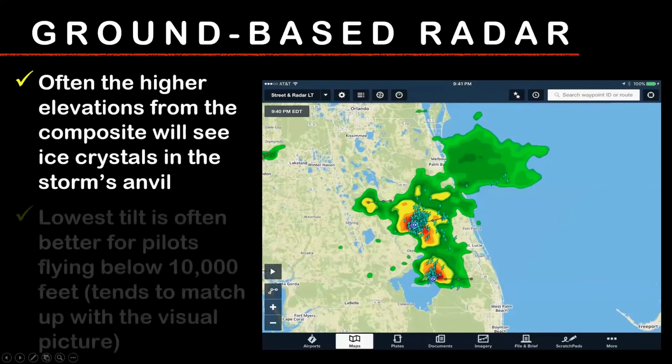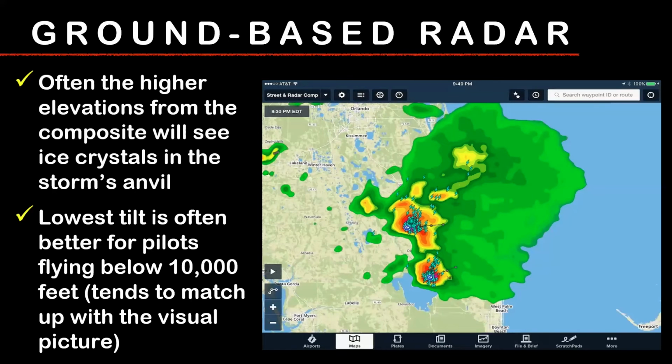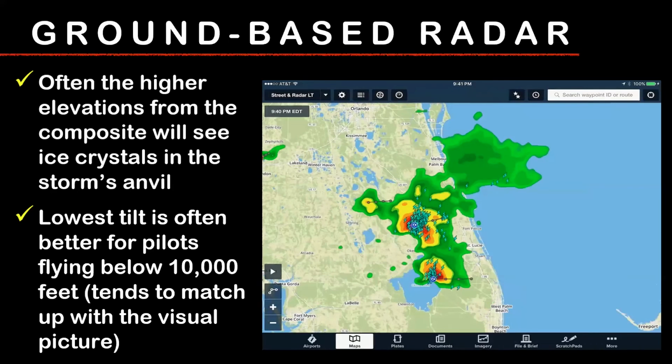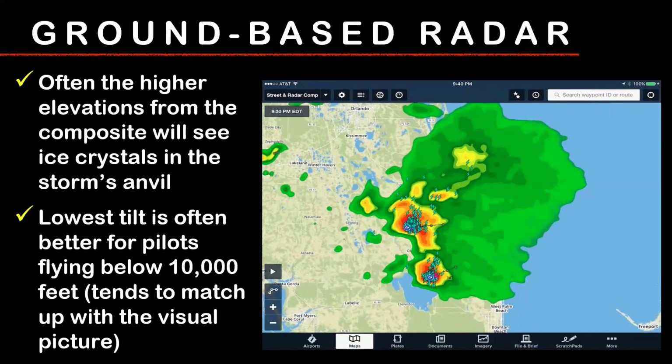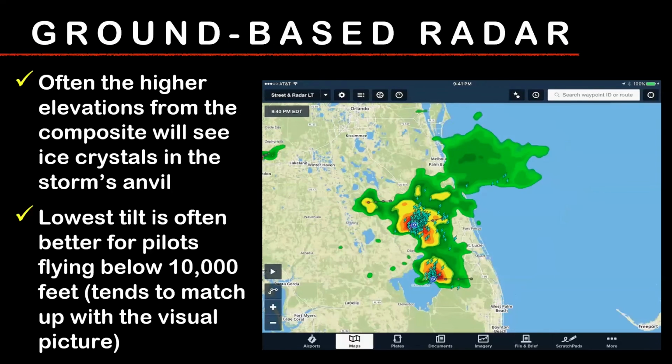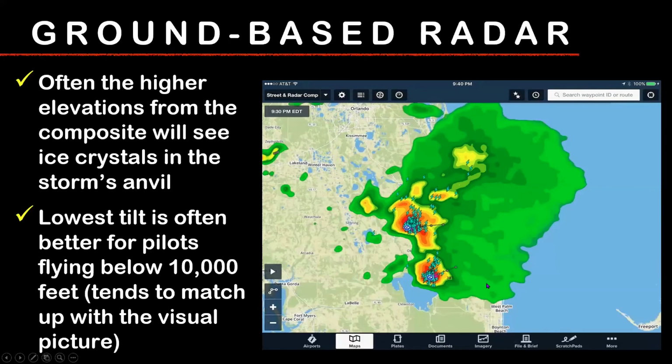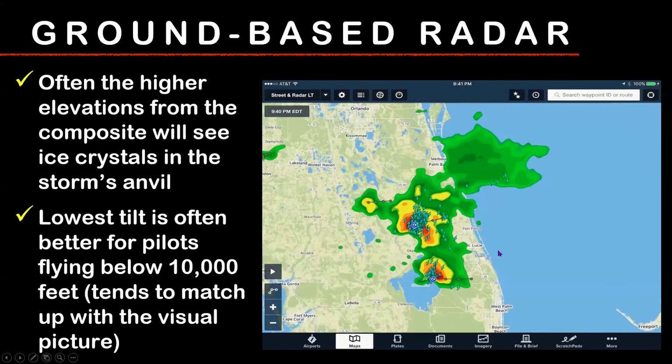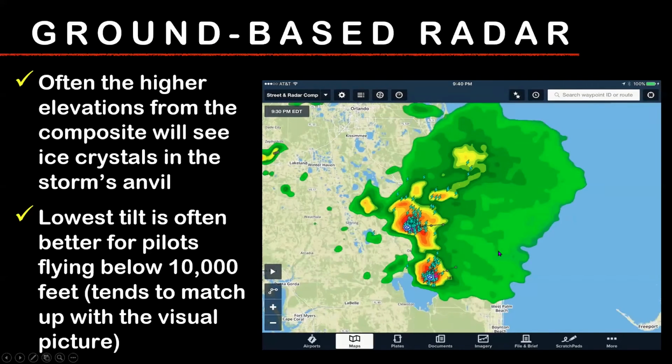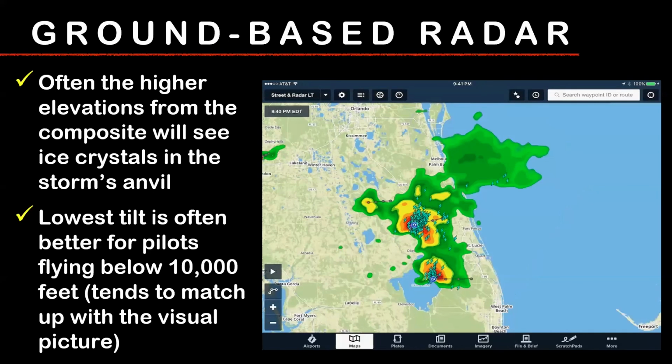So I always tell folks that typically when you're looking at the base reflectivity, the lowest elevation, that usually represents a really good match with what you see outside the cockpit. So you can see where the individual cells are. So flying in this particular region where you see those higher ice crystals in the anvil probably is not going to be a problem for you to fly in that region overall.